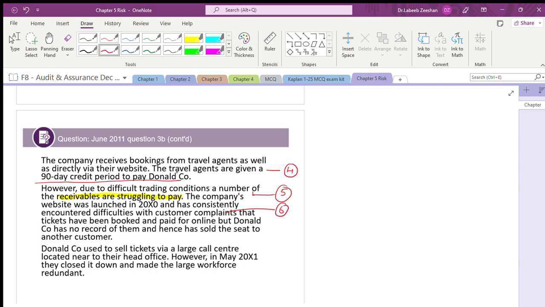The tickets have been booked and paid for online, but Donald company has no records of them. Hence, they sold the ticket to another customer. Again, there is an audit risk. 7. Donald company used to sell tickets via large call centers located at the head office. However, in May 2001, they closed down and it made the workforce redundant. Point number 8.